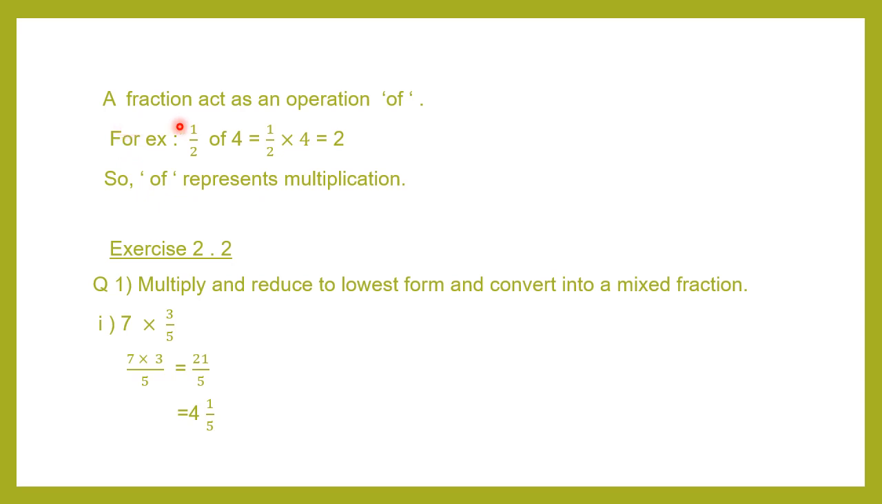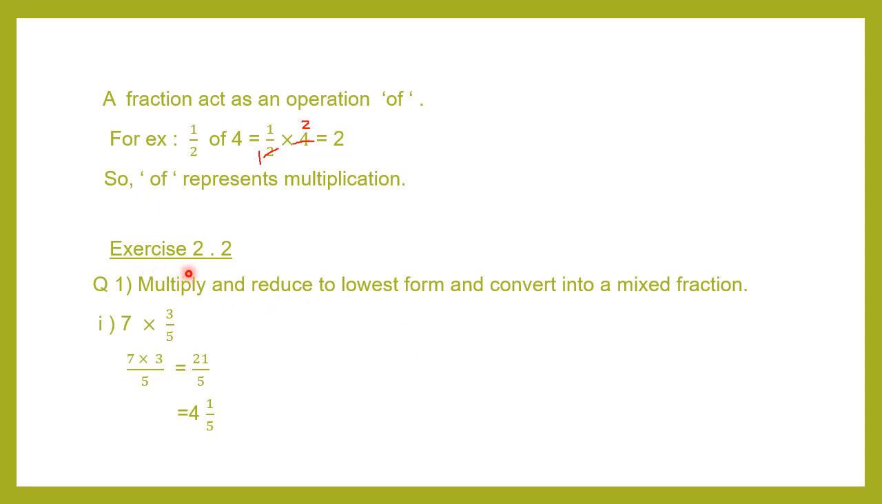Next topic. A fraction acts as an operation of. For example, 1 by 2 of 4. So in a fraction, whenever you have seen of, it means you have to multiply. So of represents multiplication. That is 1 by 2 of 4. Of means multiplication. So multiply by 4. Now 2 ones are 2. You can cut here. That is 2 ones are 2 and 2 twos are 4. So of represents multiplication in a fraction.